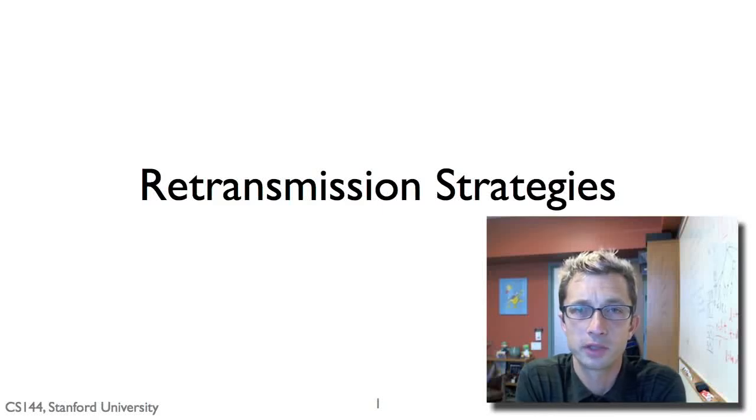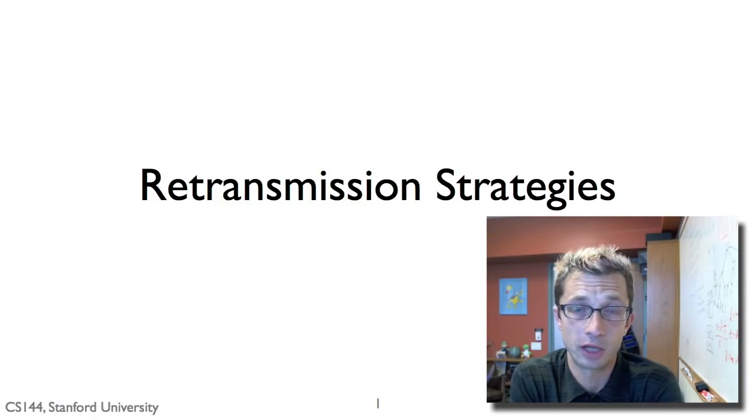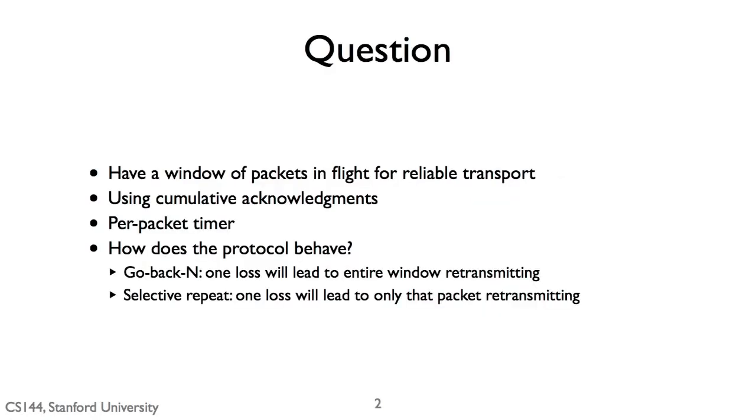So in this video, I'm going to talk about retransmission strategies for transport protocols in order to achieve reliability, in particular for sliding window protocols. The basic question is we have, with some sliding window reliable transport, a window of packets that are in flight. Say 1, 2, 3, 4. And we're using cumulative acknowledgements.